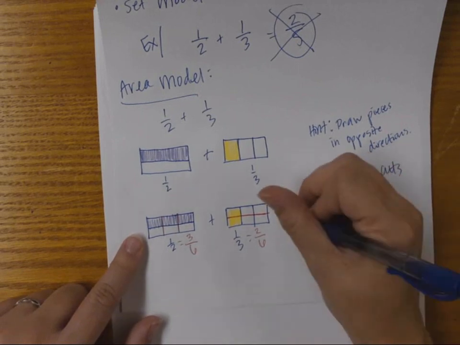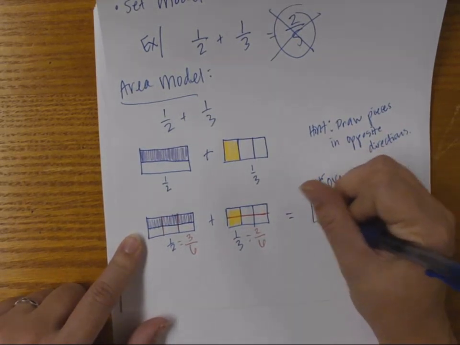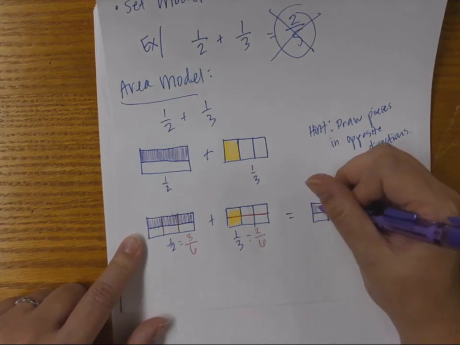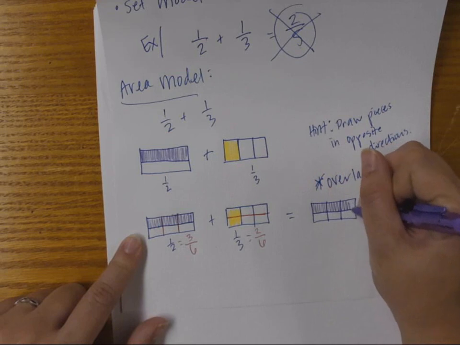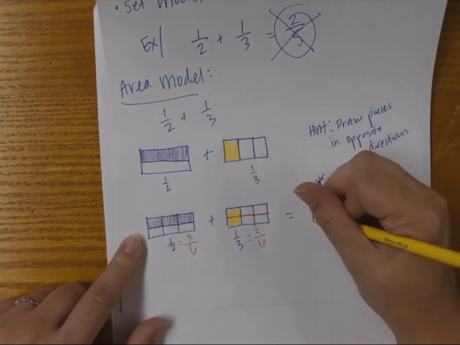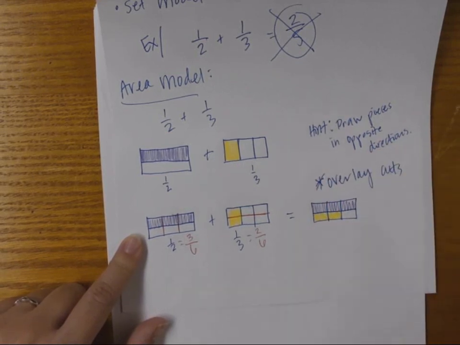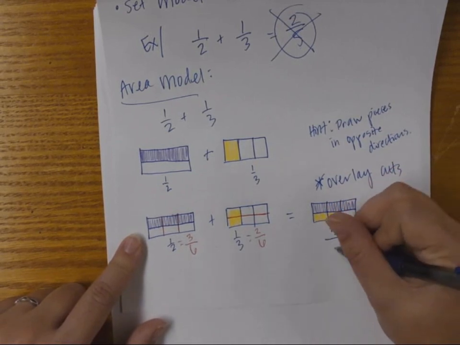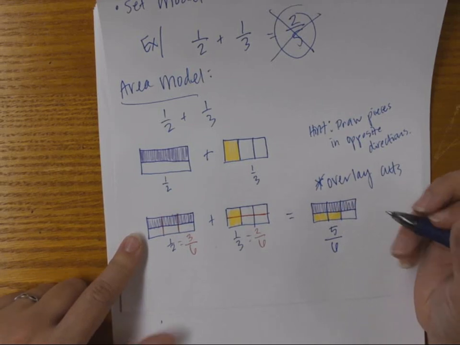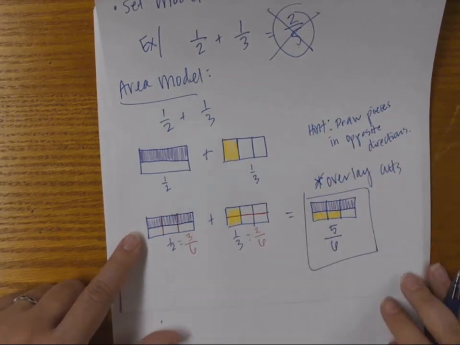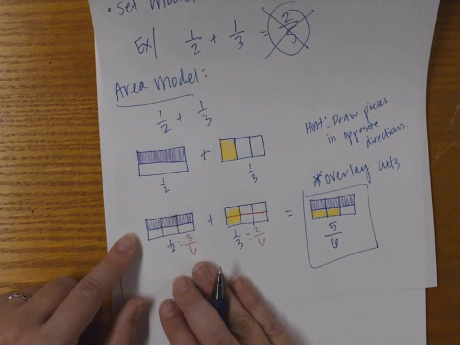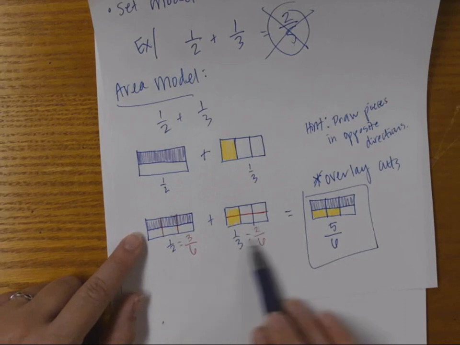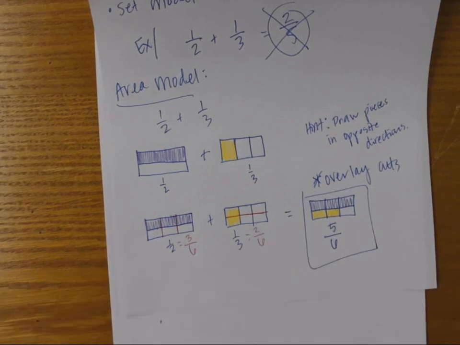So if I want to add them together, draw your whole, which has 6 pieces now. Shade 3 of them purple. Shade 2 of them yellow. And now it's easy to see how many pieces are shaded. Well, 5 pieces are shaded. How many make a whole? 6 pieces make a whole. So your answer is 5/6. So we got a common denominator just by overlaying our pieces so that we have equal pieces now and we can add them up. Okay.